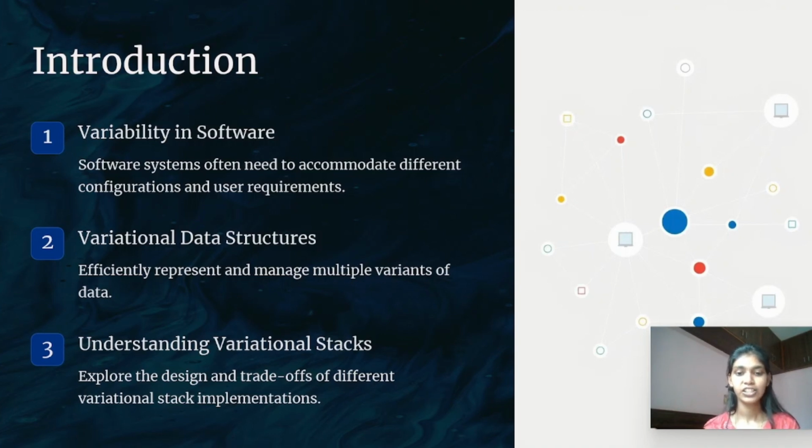Introduction. To begin, let's talk about variability in software systems and data computation. Many software systems allow users to configure different options, creating variability. This variability is also common when analyzing data, where small input changes can lead to different results. The challenge here is to represent and compute these variations efficiently. Variational data structures are essential for this. The goal of this presentation is to understand different designs of variational stacks and the trade-offs involved in their performance.